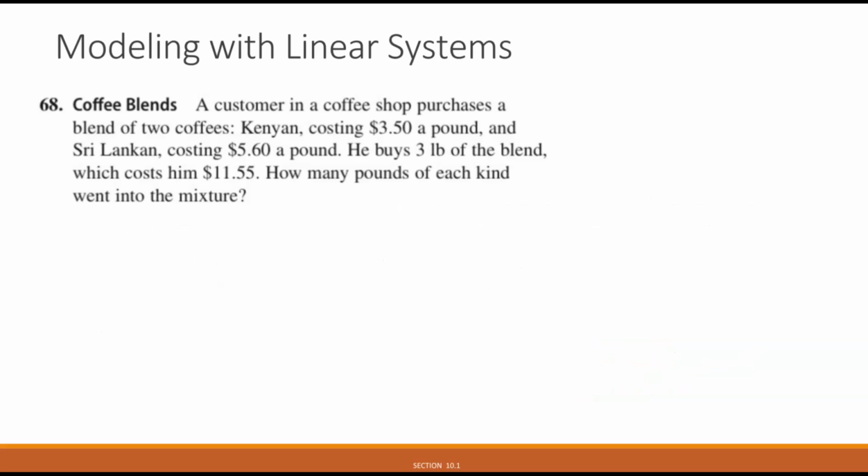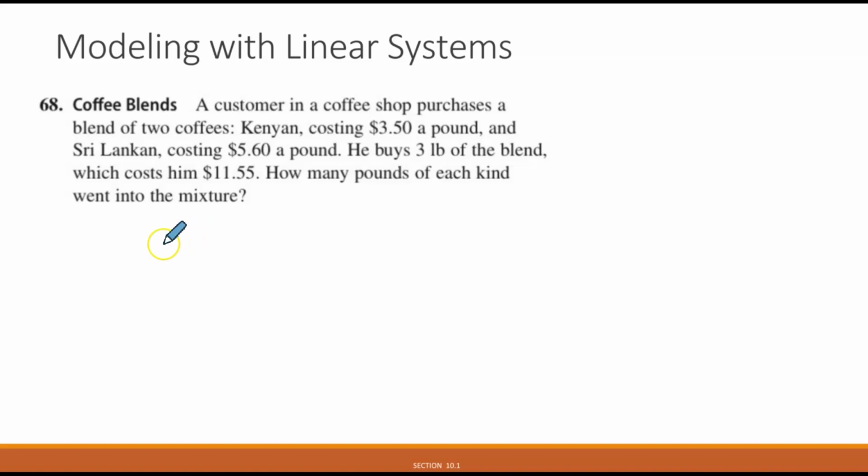A customer in a coffee shop purchases a blend of 2 coffees, Kenyan costing $3.50 a pound and Sri Lankan costing $5.60 a pound. He buys 3 pounds of the blend, which costs him $11.55. How many pounds of each kind went into the mixture?